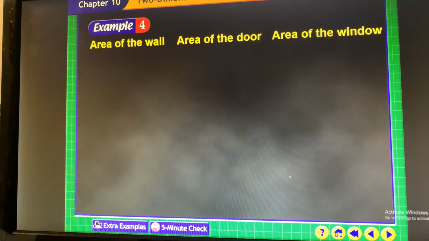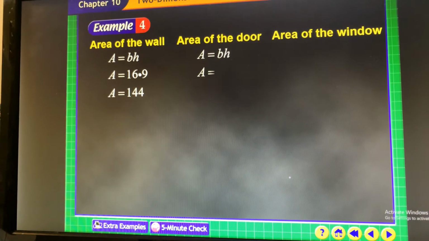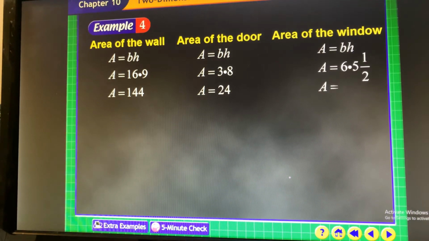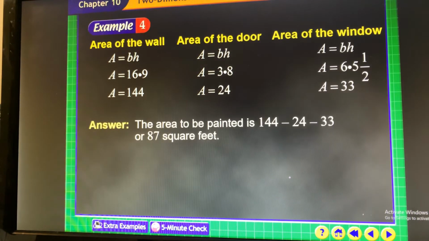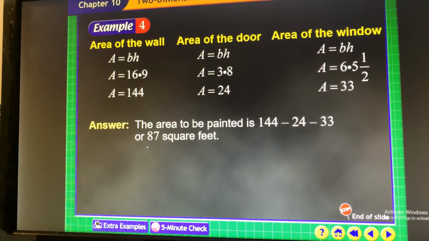So let's look at this. You find the area of the wall. You found the area of the door. We found the area of the window. So you just take 144, which is the total wall, and subtract away the door and the window to find out how much square feet you're going to have to paint. So 87 square feet.